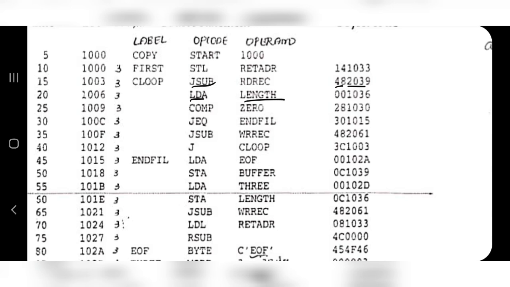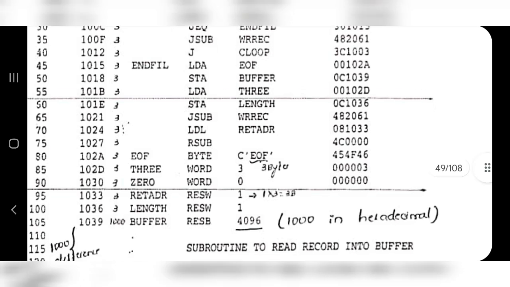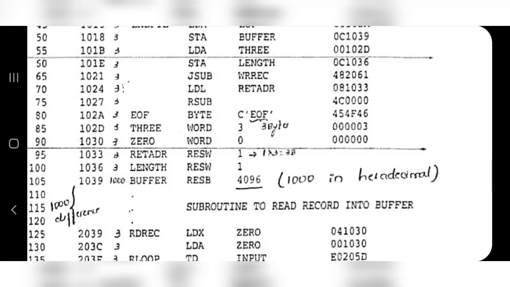The same goes for LDL length, COMP 0, JEQ and fill, JSUB WREC and J loop. In all these cases you have to do the same thing. The difference comes in RSUB, whose opcode is 4C. Since nothing is written in the operand, you will be writing zeros. Another difference is WORD: you just write the word value, like 3, and for a word value of 0 you just write zeros.